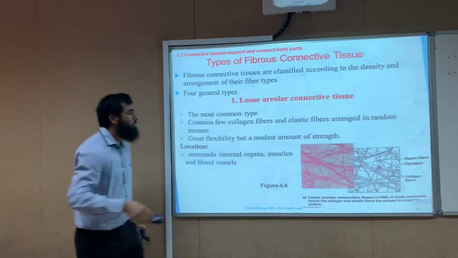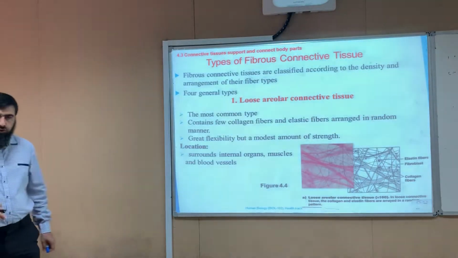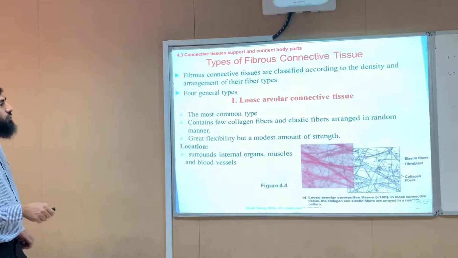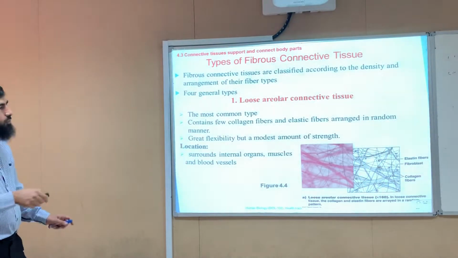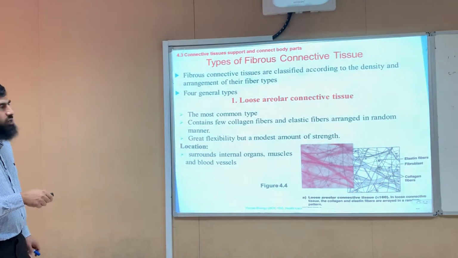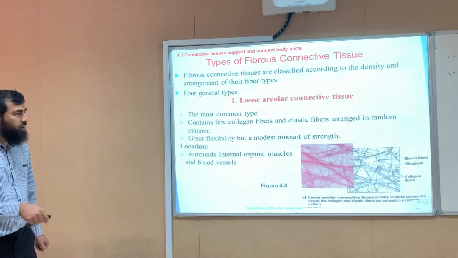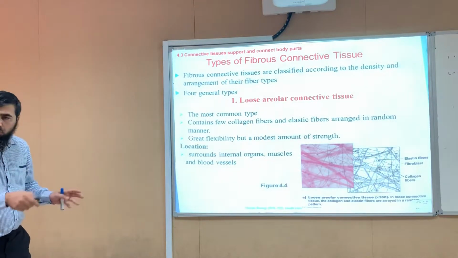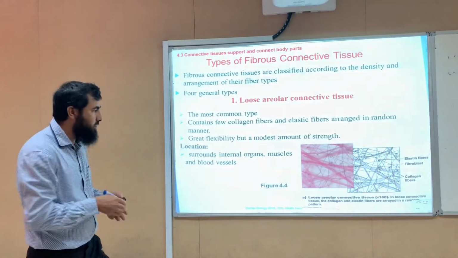Okay, so the first type of fibrous connective tissue is the loose areolar connective tissue, okay? We classify these based on the density and arrangement of their fibers, okay? So in the first type, it's loose. The fibers are loose. They're not well organized, okay? They're far apart. That's what loose means. You see here, the fibers?